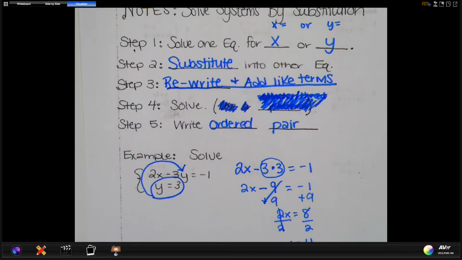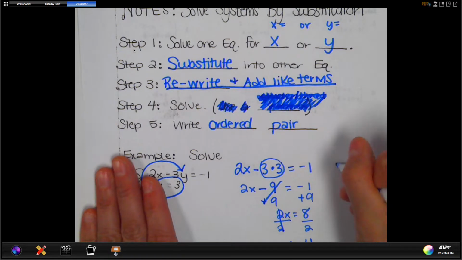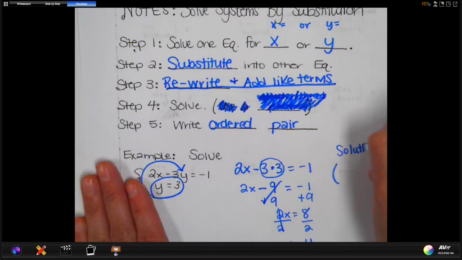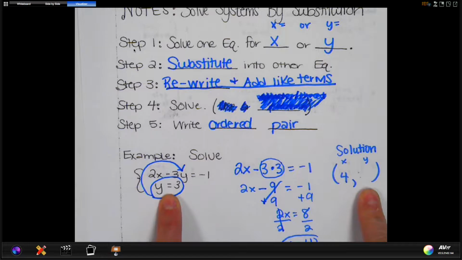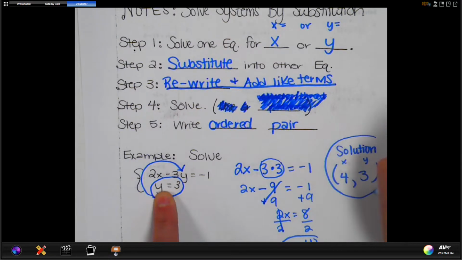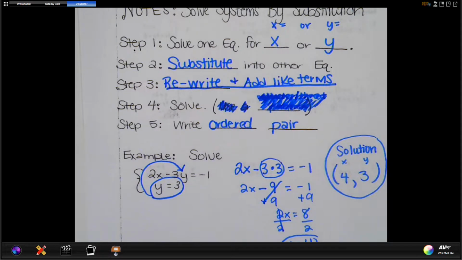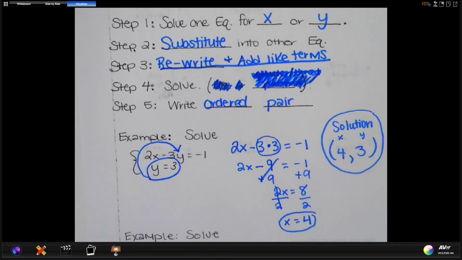And then the last step is to write the ordered pair. Okay, and so the final answer, the solution, remember, is where do these guys cross, and it's going to be an ordered pair. Well, we just figured out that the x coordinate, the first one, is 4. Well, what's the y coordinate? That was given in the original system. It told us y equals 3, so this crosses at (4, 3). And we did that without ever even graphing it.